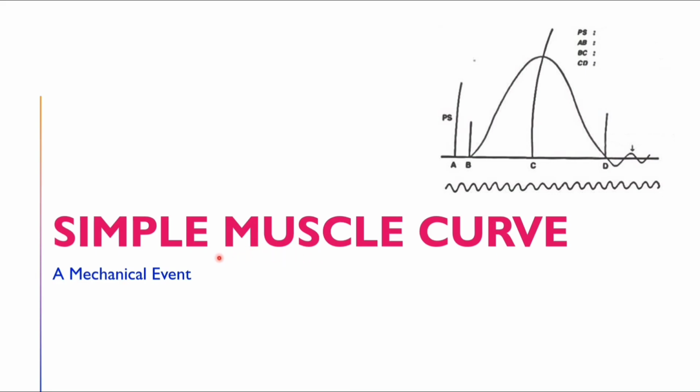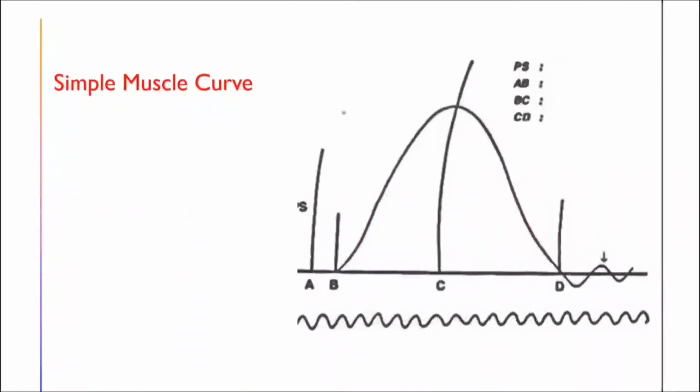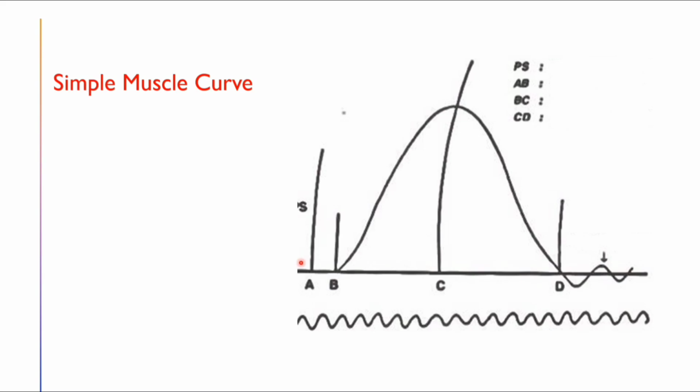First is simple muscle curve. It is a mechanical event and this is the graph of simple muscle curve. Let's dive deep into it. First, the definition of simple muscle curve. Muscle curve is a graphical recording of muscular contraction. Now this graph is because of the contraction of the skeletal muscle. So when the skeletal muscle contracts, this graph is obtained. That is why it is called muscle curve. Because it is a simple recording of the muscular contraction, it is called simple muscle curve.